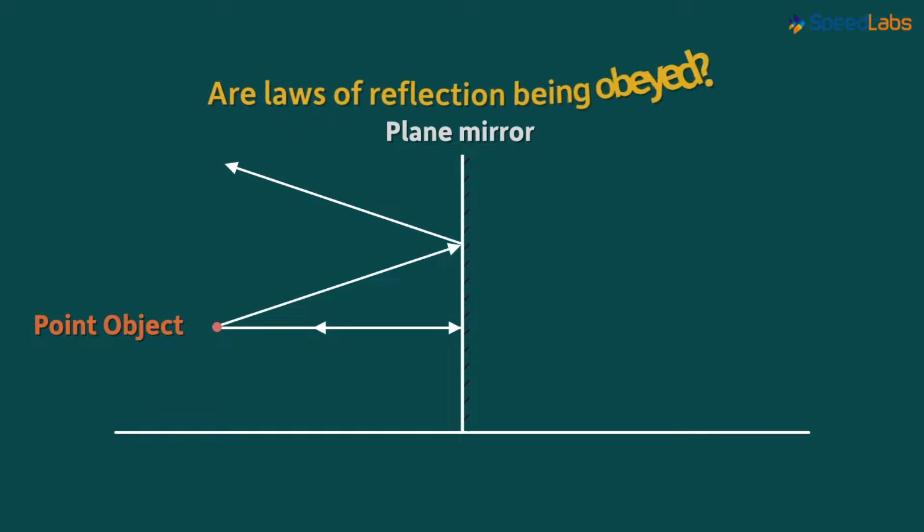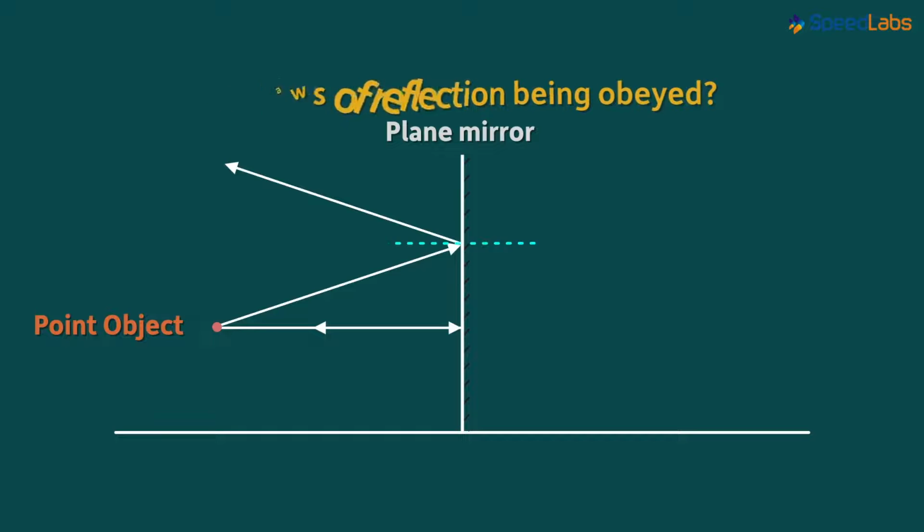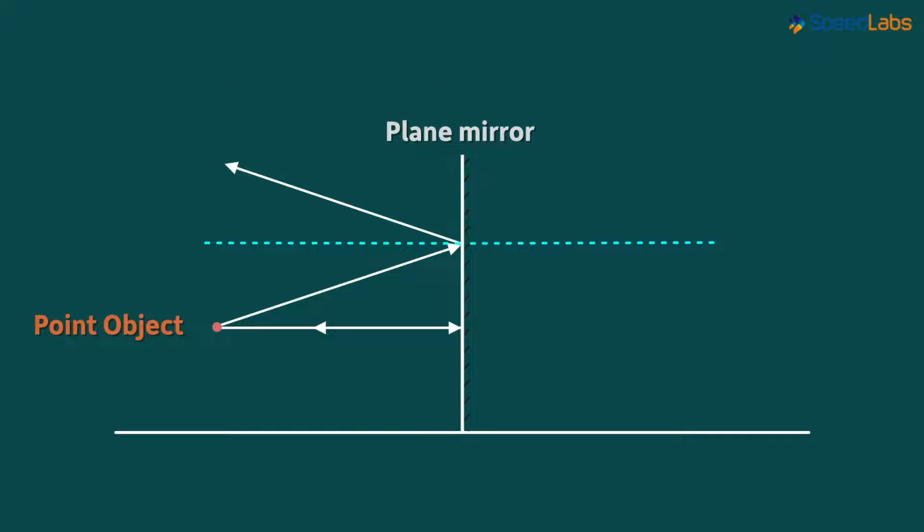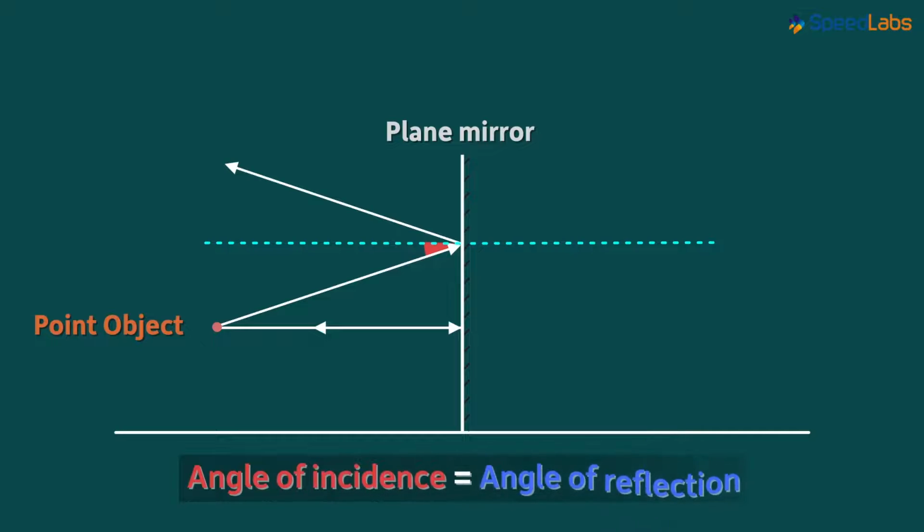Are the rays obeying the laws of reflection? Yes, this is very important. Whenever we are drawing ray diagrams, we should make sure that all the rays of light which are incident on the mirror must obey the laws of reflection. Hence, take help of a protractor to verify that the angle of incidence is equal to the angle of reflection. We see that in this case, laws of reflection are indeed being followed.